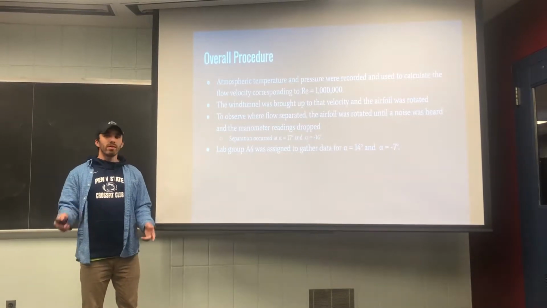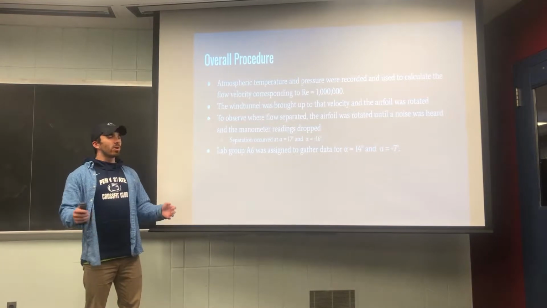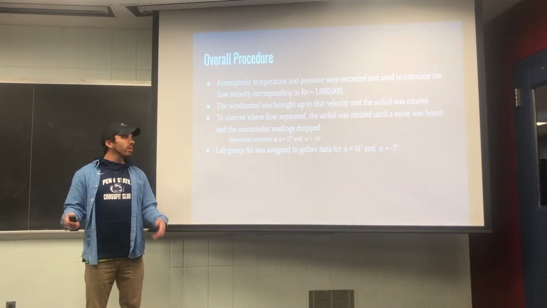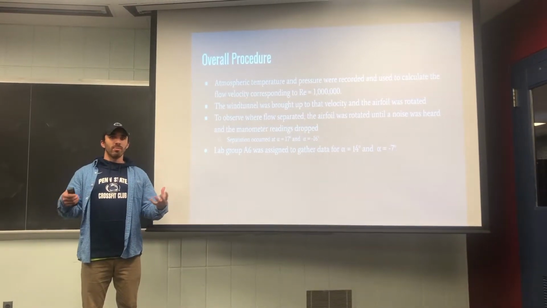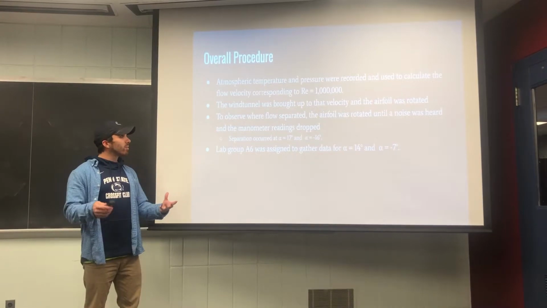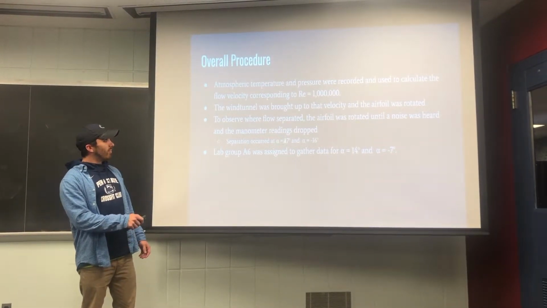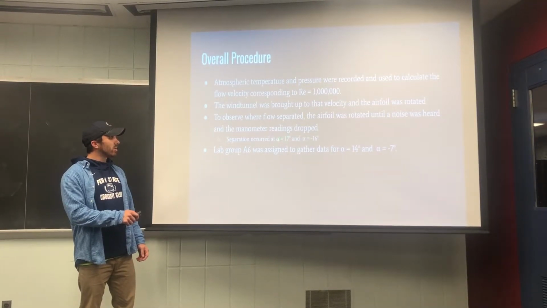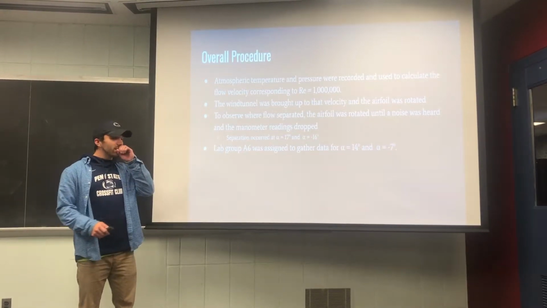The first thing we did was try to find where the airfoil stalled. To do that, we moved the airfoil until we heard a kind of noise that signified that the flow separated. And we were also looking at the manometer to see where the flow separated, where the pressures dropped significantly enough. And we found that separation occurred at alpha equals 17 degrees and alpha equals negative 16 degrees.